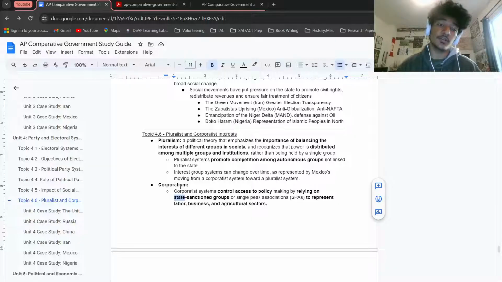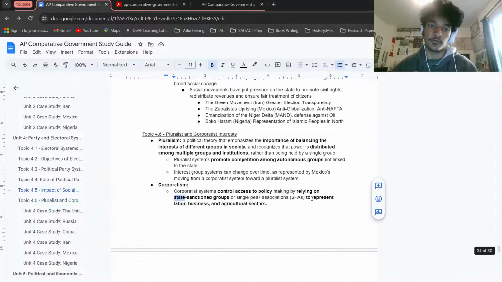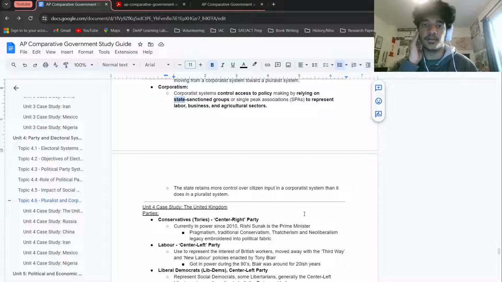The important thing to know about corporatism is that if they say something about government-regulated agriculture, labor, business, or if they mention SPAs, single peak associations, that is corporatism on an MCQ. They might ask, what is the system of social groups where businesses and agriculture are state controlled? That is corporatism. And the opposite of that is pluralism, right? So it's not necessarily opposite, but it's a little bit different.